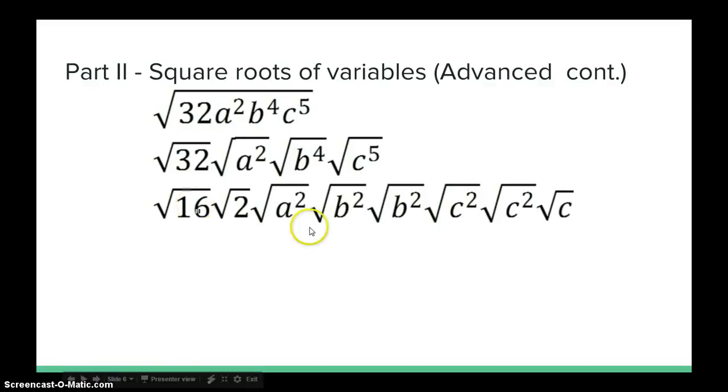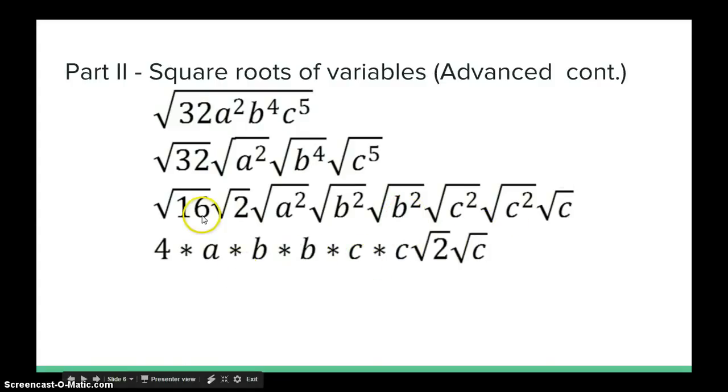So the 16 is going to become a 4. The a squared will become an a. Each of the b squareds will become a b, and each of the c squareds will become a c. So I'll have this: 16 to 4, a to a, b to b, b to b, c to c, c to c. And the 2, nothing can simplify there, and the c, nothing can simplify there, so they stay inside the square root sign. And then ultimately I combine all my like terms, and lo and behold, there's an error.